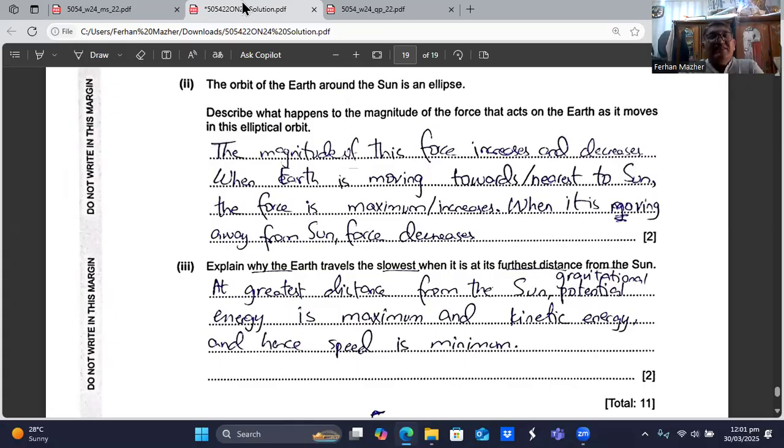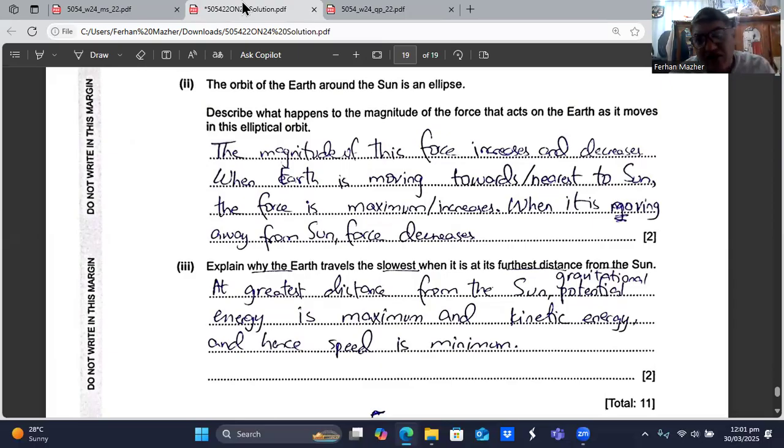Explain why the Earth travels the slowest when it is at its furthest distance from the sun. As you know, when the Earth comes near the sun, it has the maximum kinetic energy. And when it moves away from the sun, its kinetic energy converts into gravitational potential energy. Near the sun, the kinetic energy is maximum. When you are at the farthest from the sun, your gravitational potential energy is maximum. So when you are going away from the sun, your kinetic energy converts into gravitational potential energy. But when you're coming near the sun, your gravitational potential energy converts into kinetic energy.